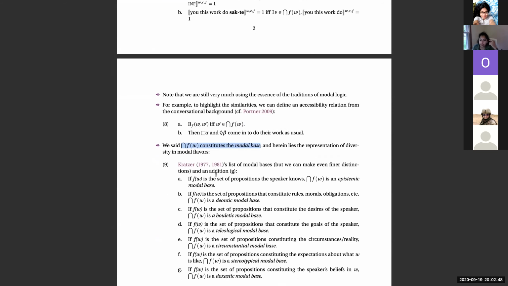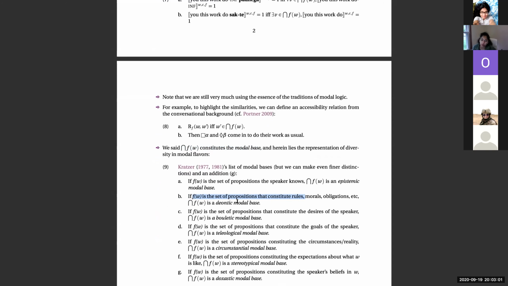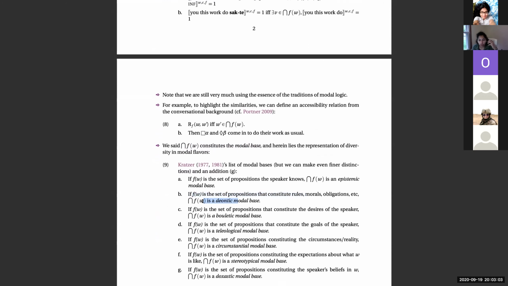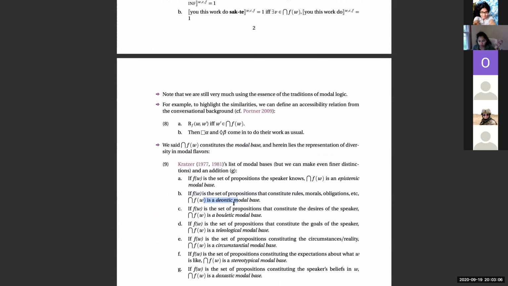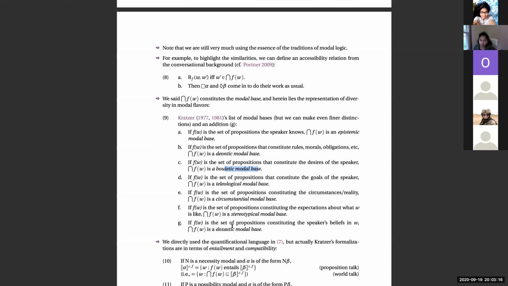So here is Kratzer's list of modal bases. I added the last one, which is in the literature, but not necessarily in Kratzer's work here. So basically, if FW is a set of propositions that constitute rules, morals, obligations, and you call the set of worlds that you get with generalized intersection, you call it a deontic modal base. If you're dealing with desires, you call it a bouletic modal base. Goals, teleological, etc. And the last thing that I wanted to add on here is if you are looking at speakers' beliefs in W, then it's called a doxastic modal base.